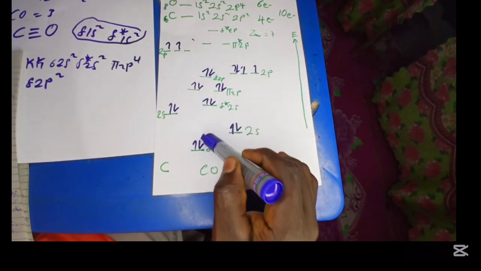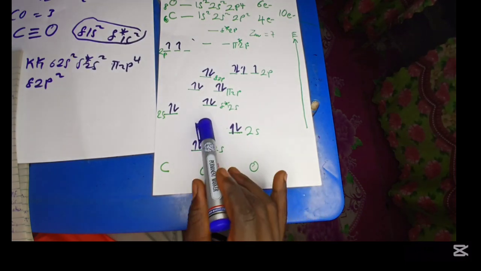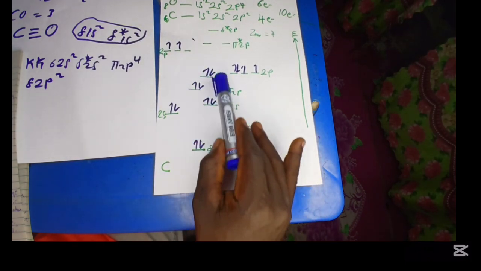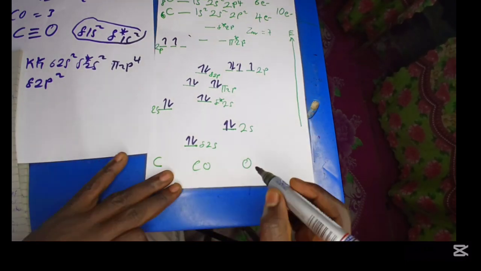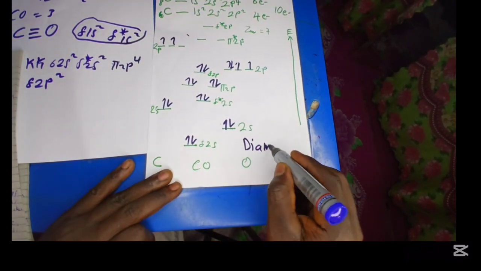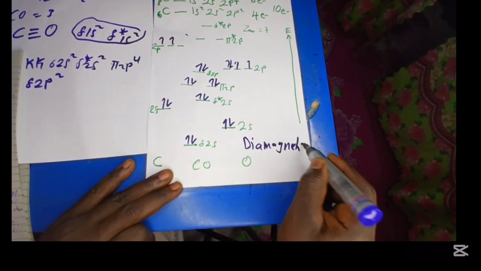So this one is diamagnetic, because if you look at the molecular orbital diagram, all the orbitals are paired with electrons. So carbon monoxide is diamagnetic.